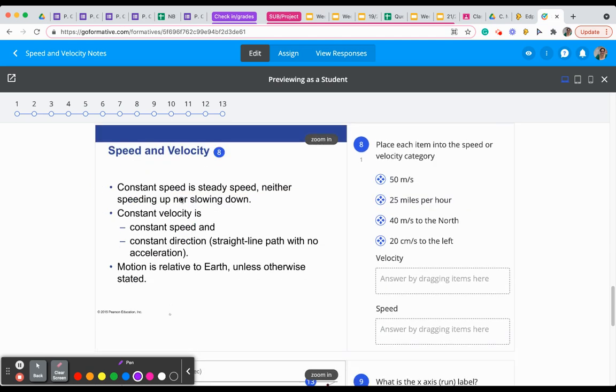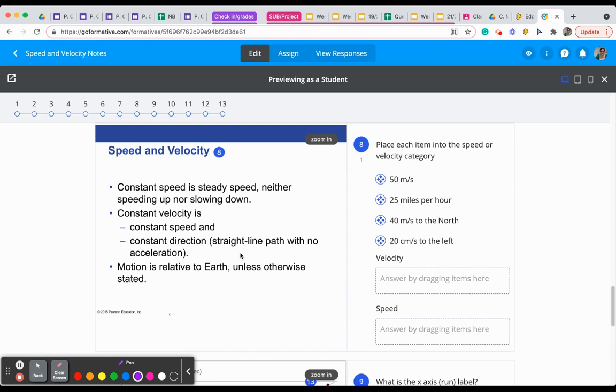Speed and velocity. Constant speed is steady speed, neither speeding up or slowing down. So the word constant means it's not changing. So it's the exact same amount the whole time. Constant velocity is constant speed and constant direction. So no turning. If you have turning, you are changing velocity because velocity is constant speed and constant direction. And if either of those change, you have a change of velocity.